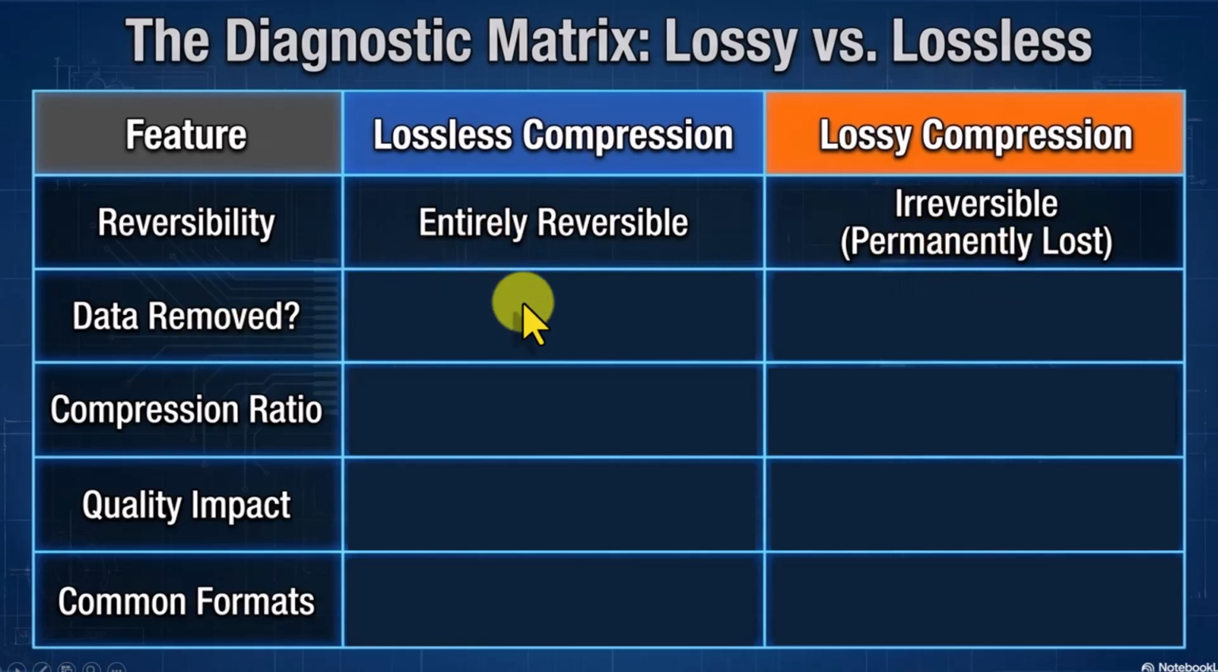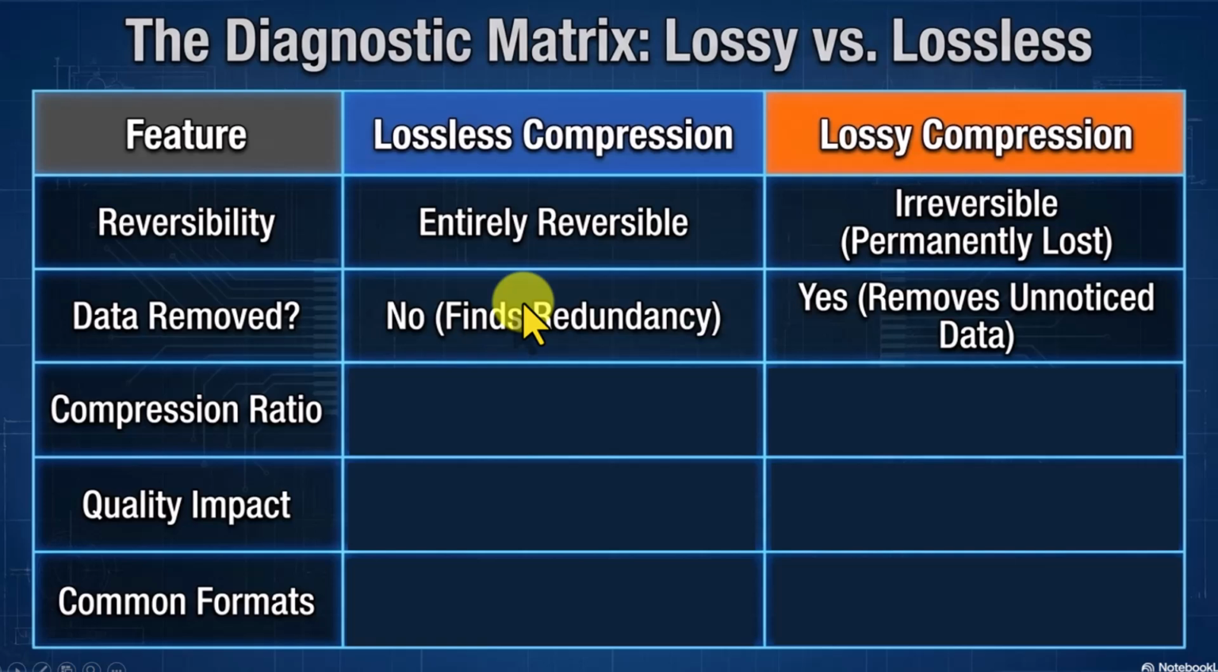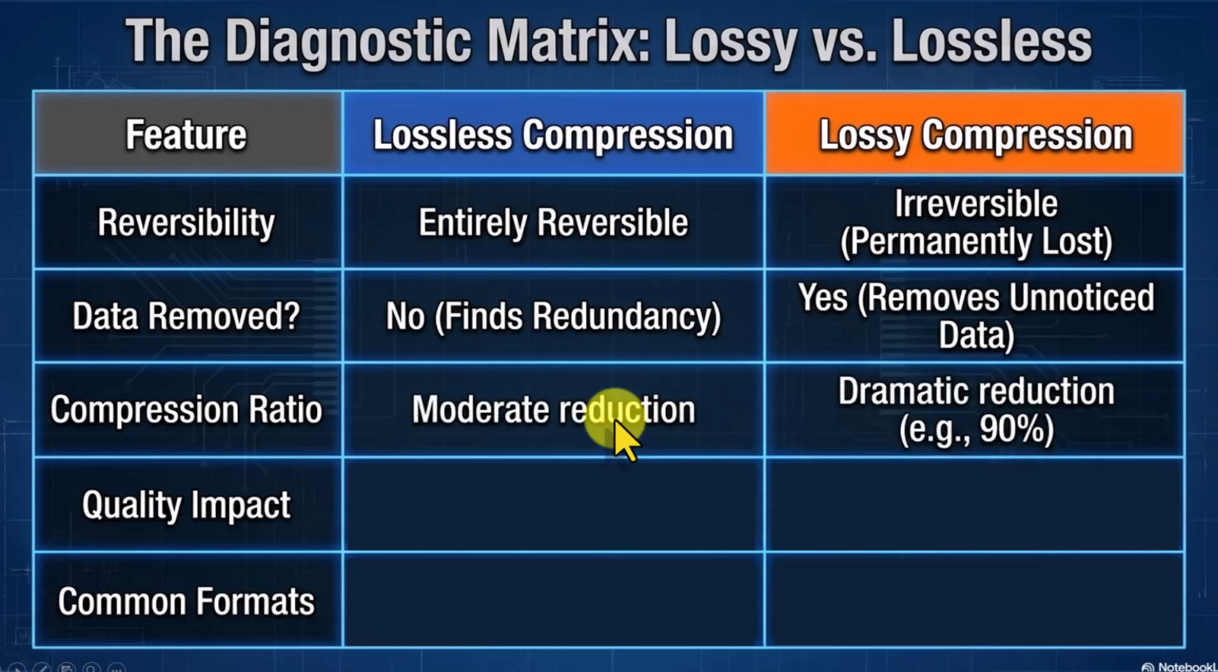Is data removed in them? In lossless compression, no, data is not removed, we simply find redundancies or repetitions and work on them. In lossy compression, yes, data is removed. Mostly we remove unnoticed data. Compression ratio, how is it in both of them? In lossless compression, that is a moderate reduction. But in lossy compression we have a dramatic reduction. It means the file size is reduced a lot.